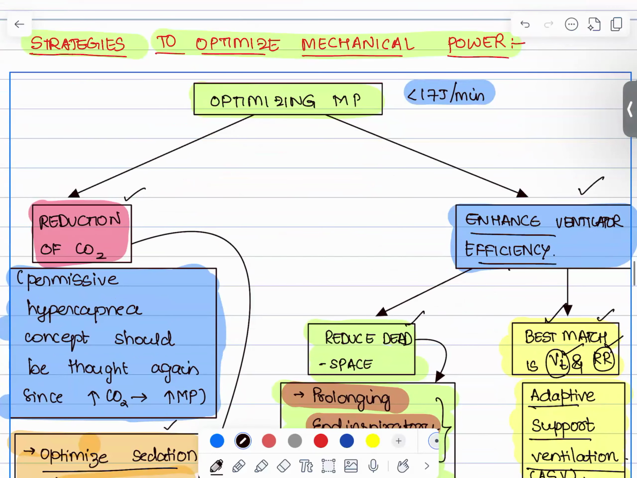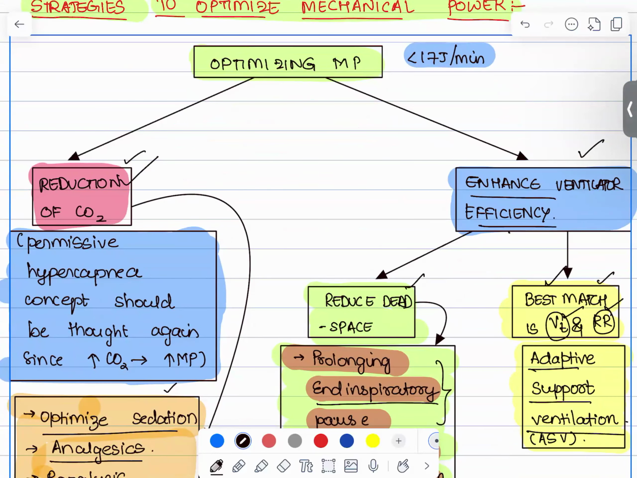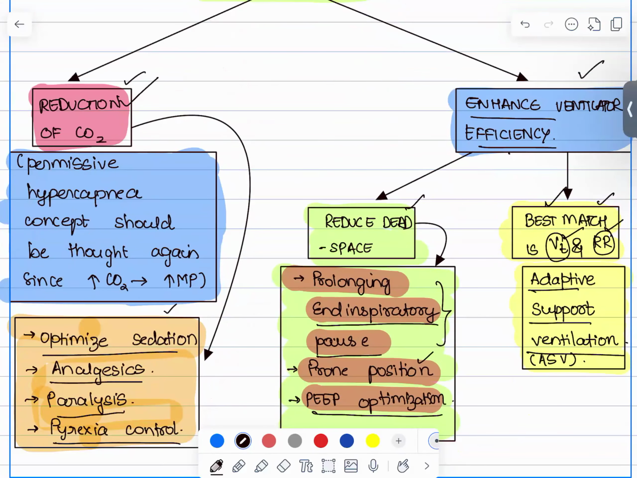One, definitely reduction in the carbon dioxide. Gone are those days where they thought that we can have a permissive hypercapnia. Yes, we still have permissive hypercapnia, but beyond a certain point of carbon dioxide, say for example more than 65, it increases the mechanical power of the ventilator. For that, we have to optimize the sedation. We have to utilize proper analgesics, paralysis and fever control.